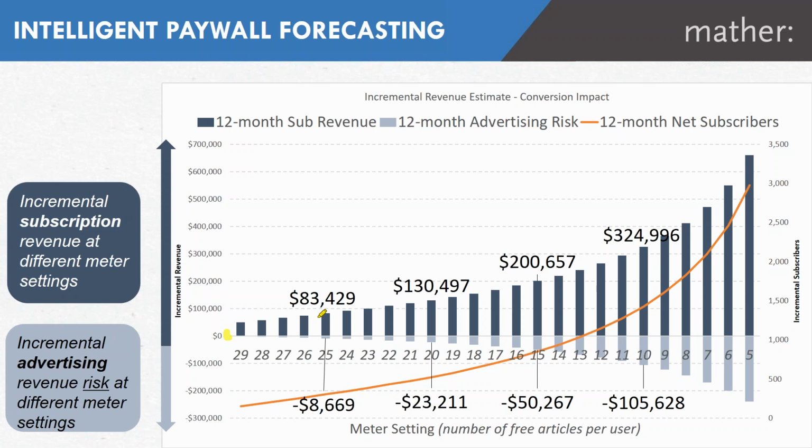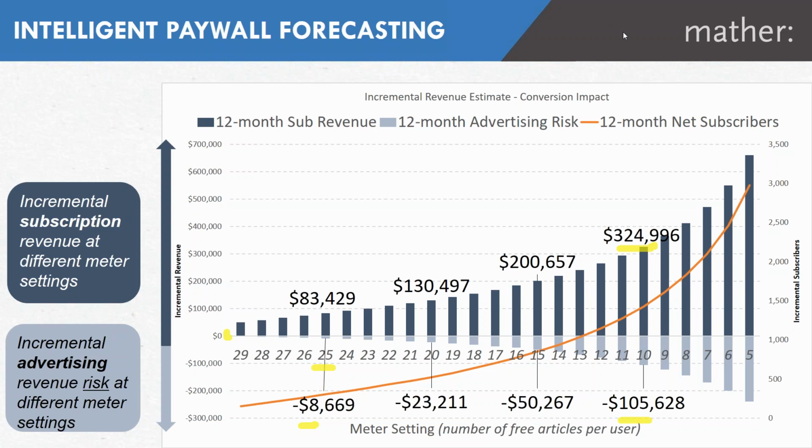They had a particularly low ad value for the most part. So you can see that if they move the meter by 5 articles to 25, they'd get 80,000 in subscription revenue over 12 months, but they lose just under 9,000 in ad revenue. So it's kind of a 1 for 10 trade-off here. But as you get closer to 10 or 5, you're going to get a lot more subscription revenue, almost 300,000, but you're going to risk 100,000 in ad revenue. So it's kind of a 3 for 1 trade-off in terms of the ad risk and subscriber revenue.